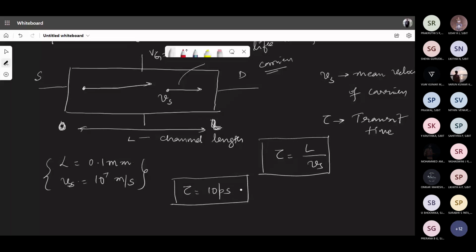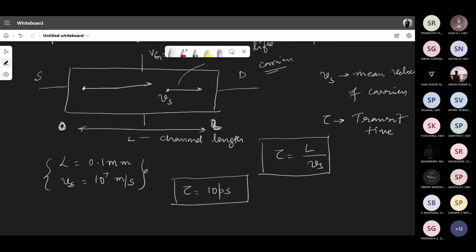Is that correct? 12 is pico? Yeah. 10 into 10 raised to minus 12 seconds. Is there anybody who can comment on this value now? 10 raised to minus 12 or roughly 10 raised to minus 11 seconds is the transit time.